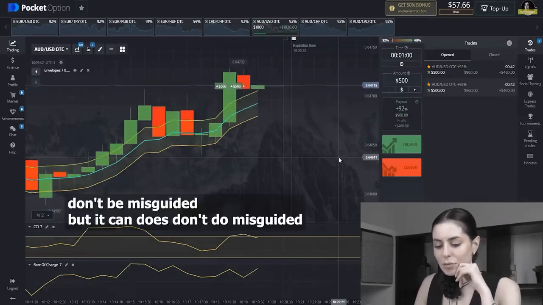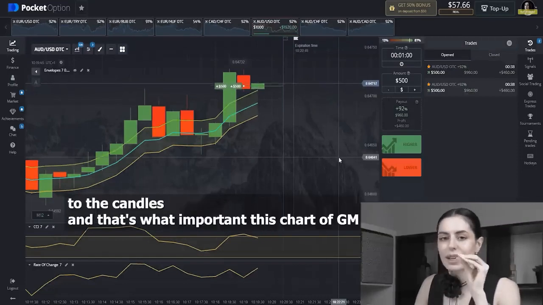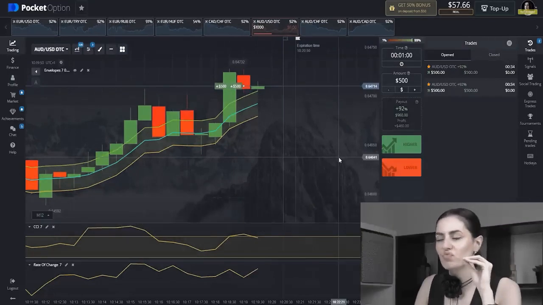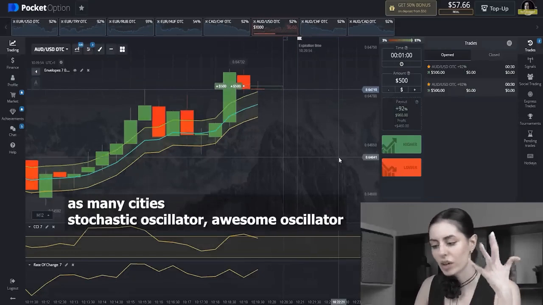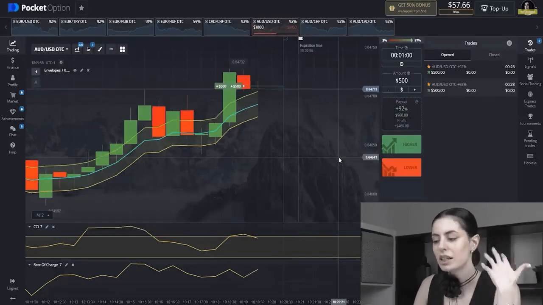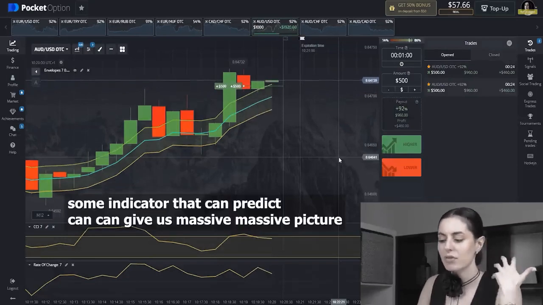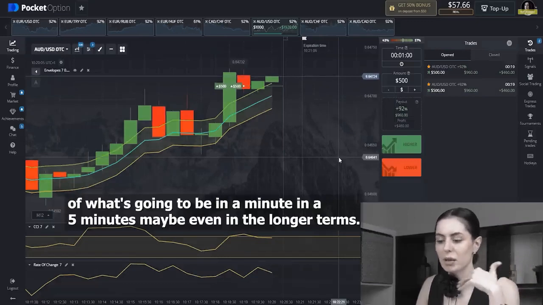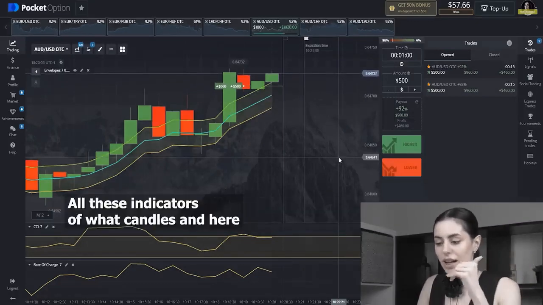misguided by the candles. Don't be misguided by those two indicators that are quite sensitive to the candles, and that's what's important. This strategy is not a perfect one, just because we don't have any indicators such as MACD, stochastic oscillator, or some other oscillator, indicators that can predict and give us a massive picture of what's going to happen in a minute, in 5 minutes, maybe even in the longer term. All these indicators are for candles.